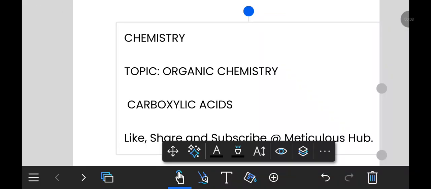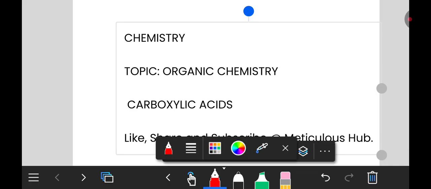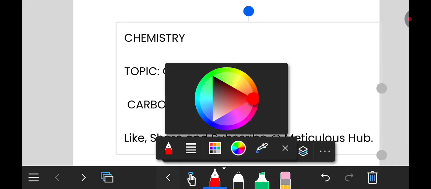Welcome to this session where we're going to look at carboxylic acids and organic chemistry. So let's go over it. So looking at carboxylic acid.